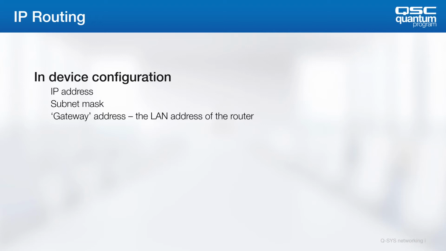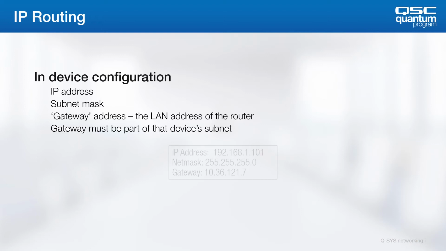There are a couple of things we need to be careful of when specifying a gateway address. A, it needs to be a valid private router address, and B, that address must be on the same subnet as the device itself. Let's look at an example. Let's say a device has IP address 192.168.1.101, and it's on a Class C subnet.